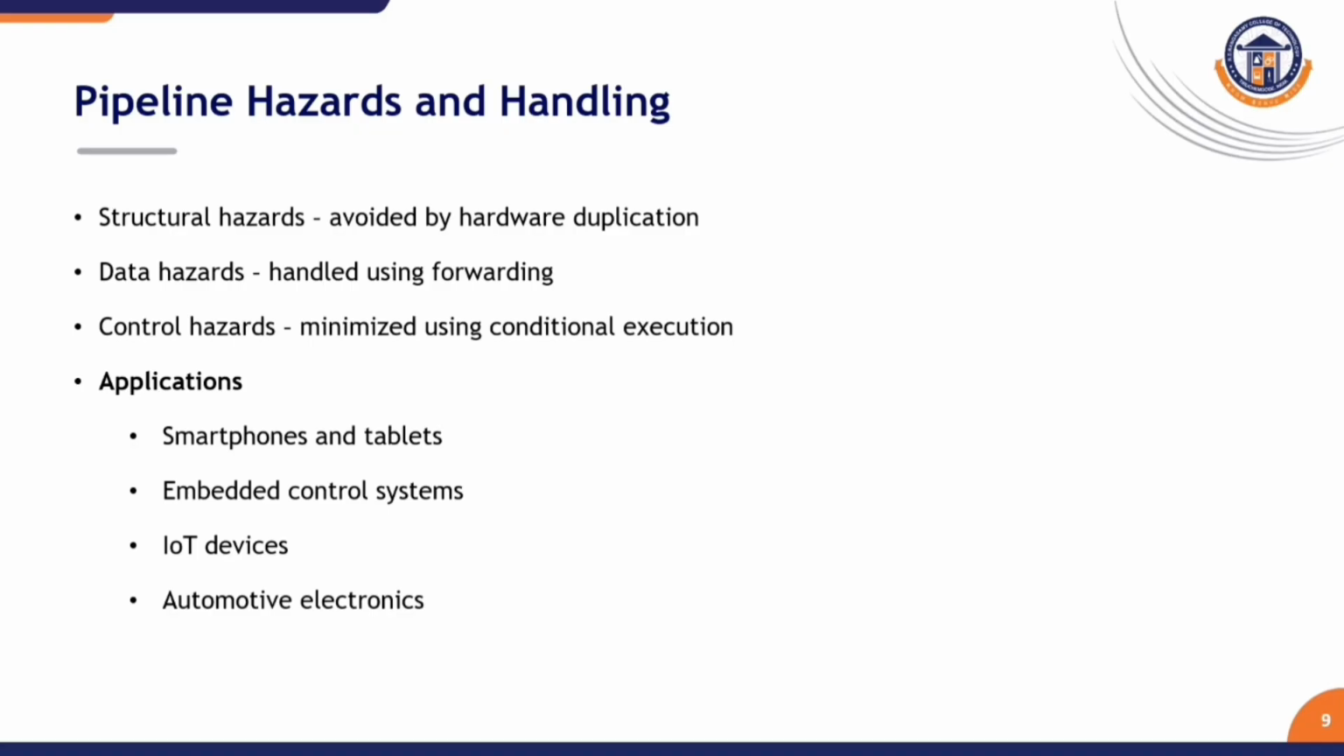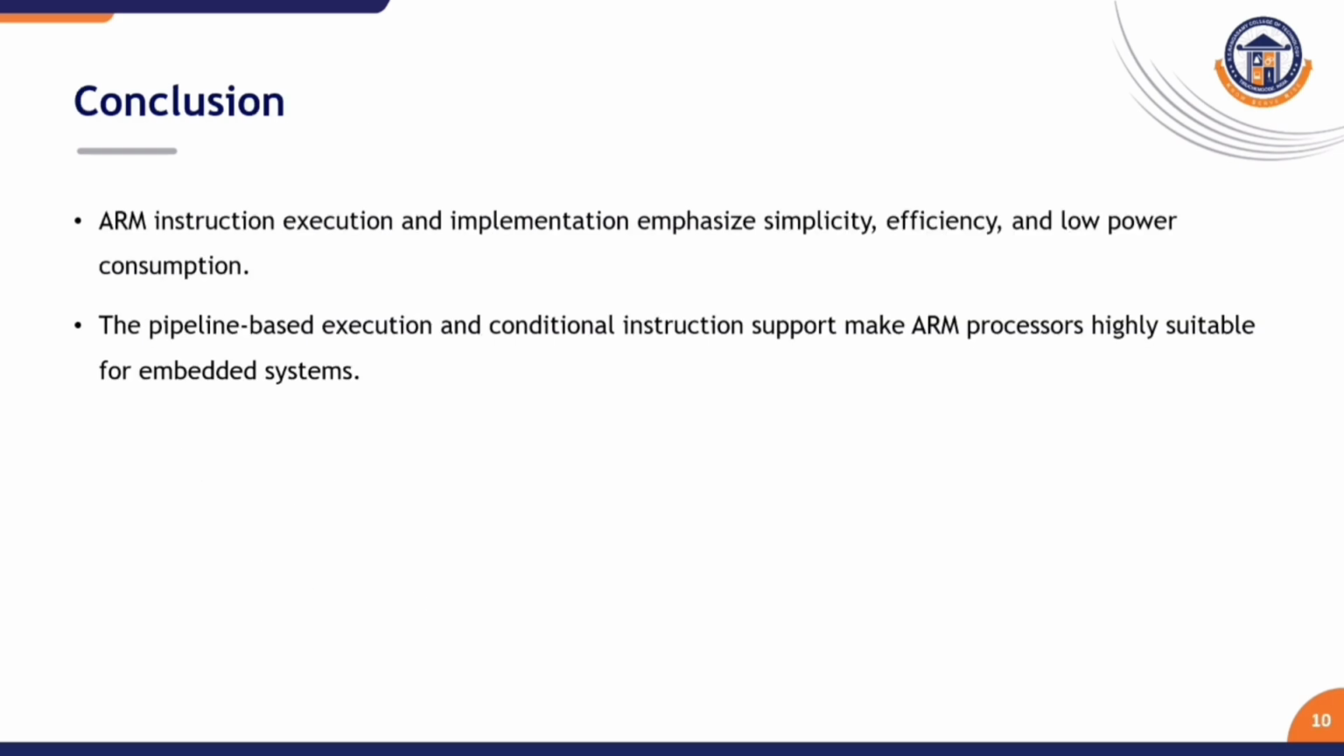The next one is applications and conclusions. ARM processors are mainly used in smartphones and tablets, embedded control systems, IoT devices, and automotive electronics. In conclusion, ARM instruction execution and implementation focus on simplicity, efficiency, and low power consumption. The pipelined execution and conditional instruction support make ARM processors highly suitable for embedded systems. Thank you.